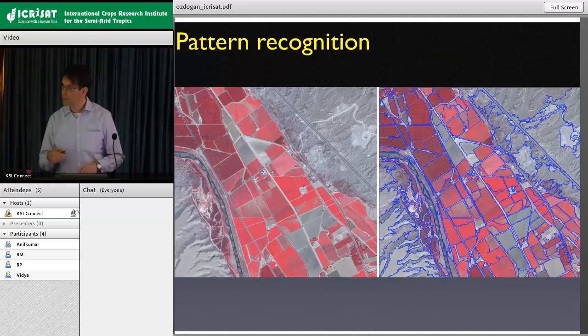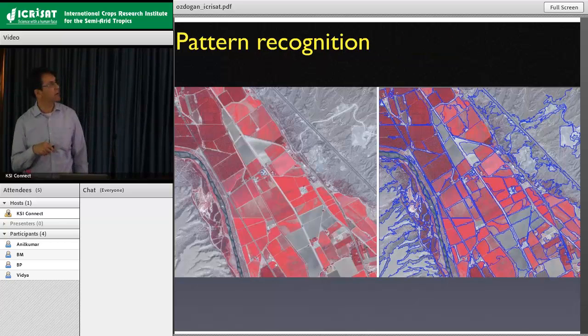So just a quick example. Here's a nice agricultural setting. This is a false color composite where red is a healthy agricultural field. And as you can see, as the human eye can see these individual fields, we might be able to apply some remote sensing algorithms to figure out and put boundaries around those fields.